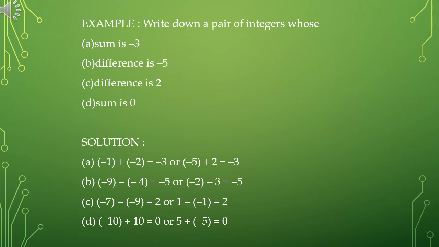Similarly, in the C part, the difference is 2. So choose any two integers whose difference is 2. In the last part, we have to choose integers whose sum is 0. It is very easy to choose. If we take plus 2 and minus 2, the sum is always 0. So consider the additive inverse of any number and just add both the integers, and the answer will become 0.